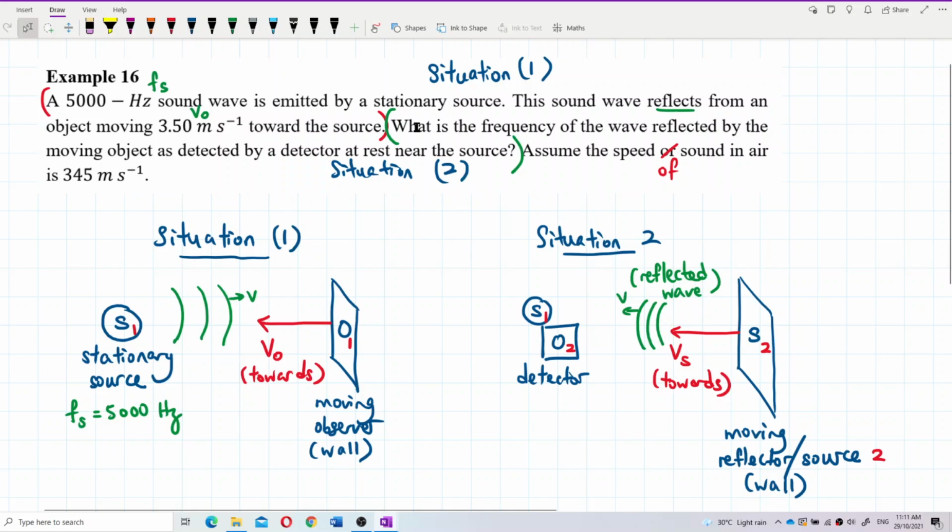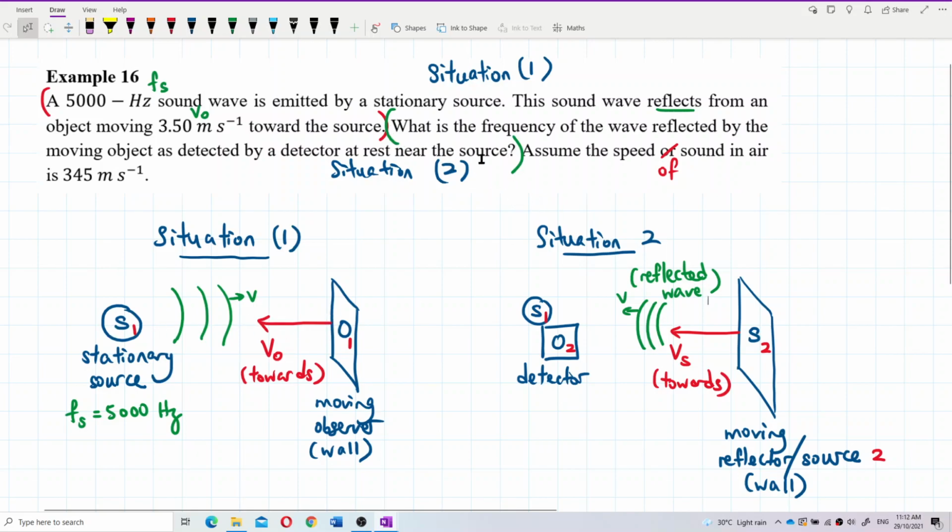Just now, the first situation we changed already. In the first situation, the stationary source is called source 1, and the moving observer, the wall, is observer 1. What we can say is this wall is receiving the wave emitted by source 1. So the wall is the moving observer moving towards the source.